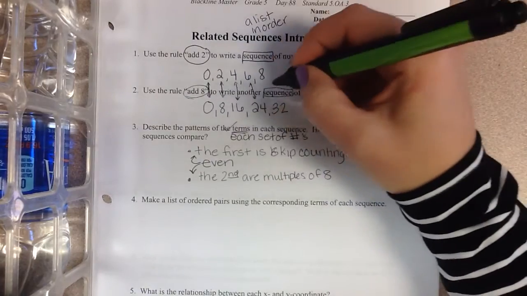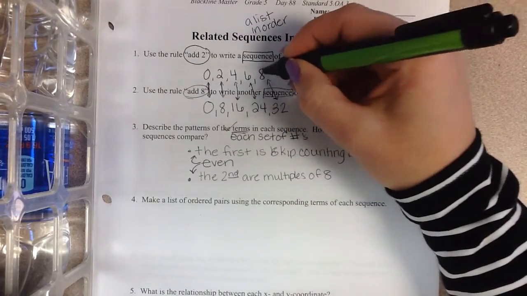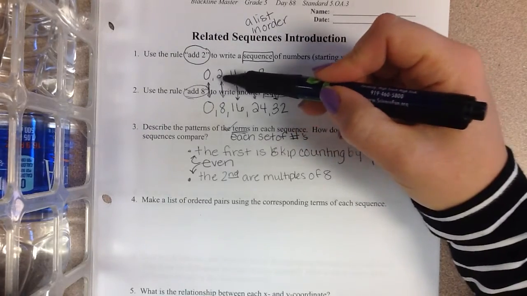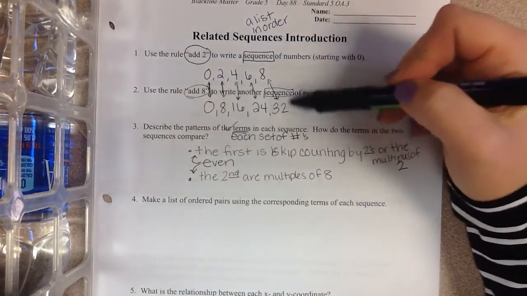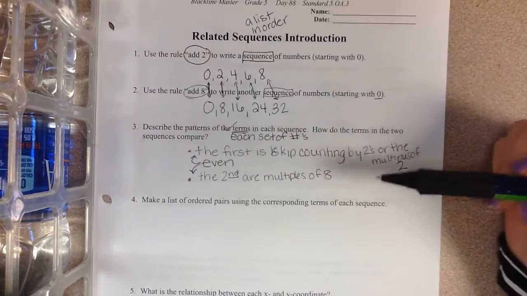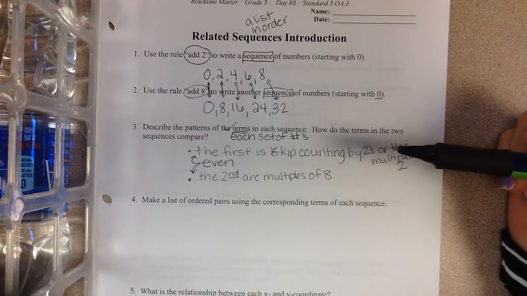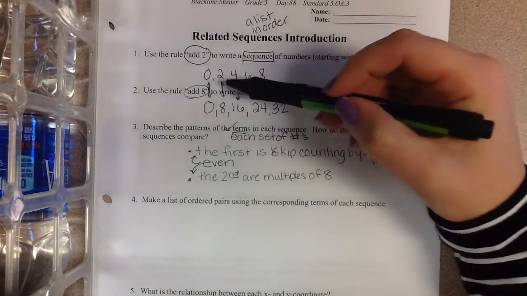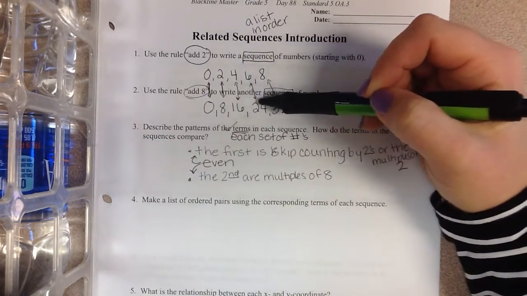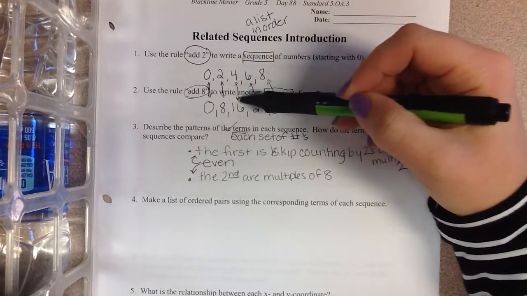So I have to look at how they compare. So I'm looking at one versus the other. If I'm looking at the first term, I have to compare it to the first term. It wouldn't be fair for me to compare this one to this term. I have to be equal in what I'm comparing. So now that I've talked about this, does anybody notice a pattern? What is the same?